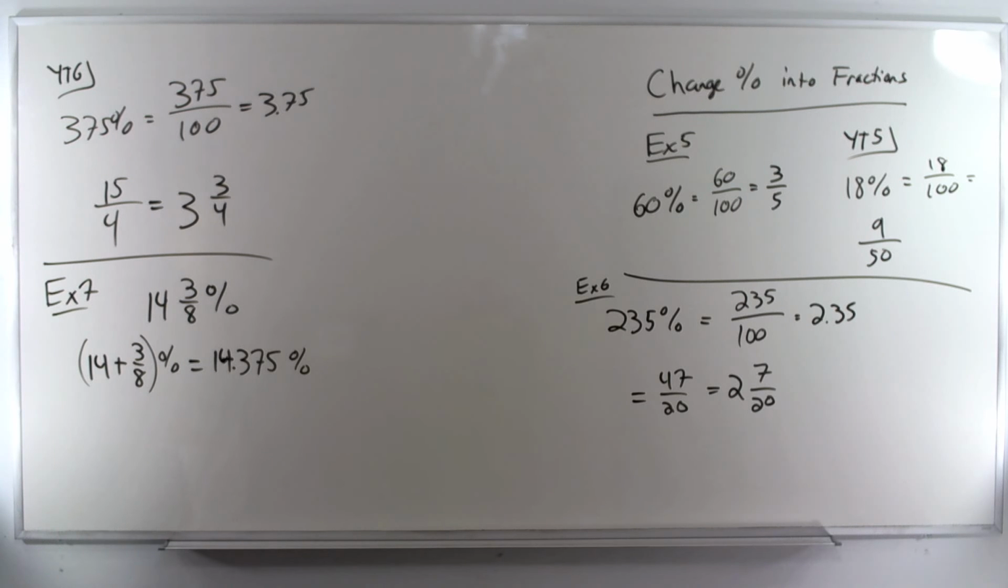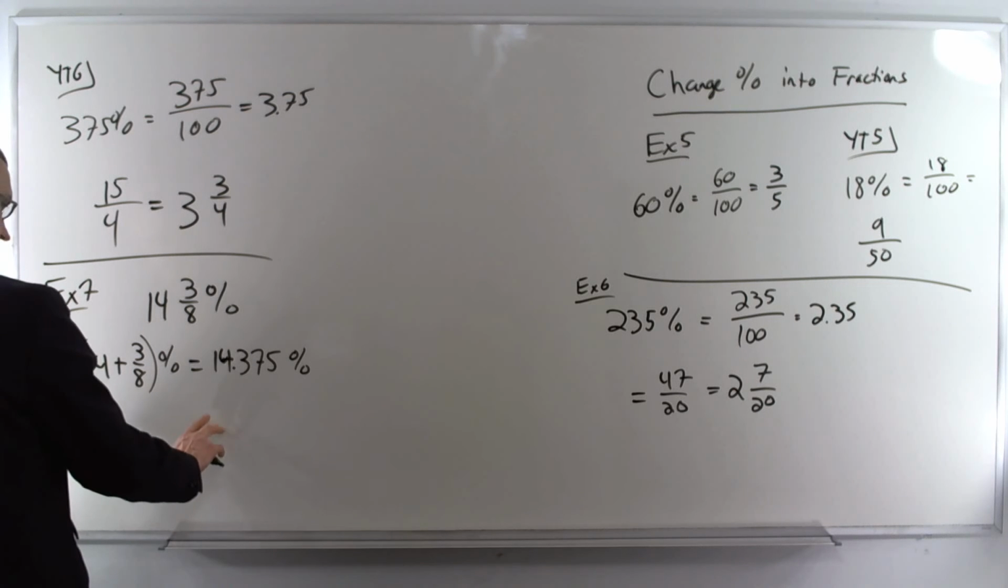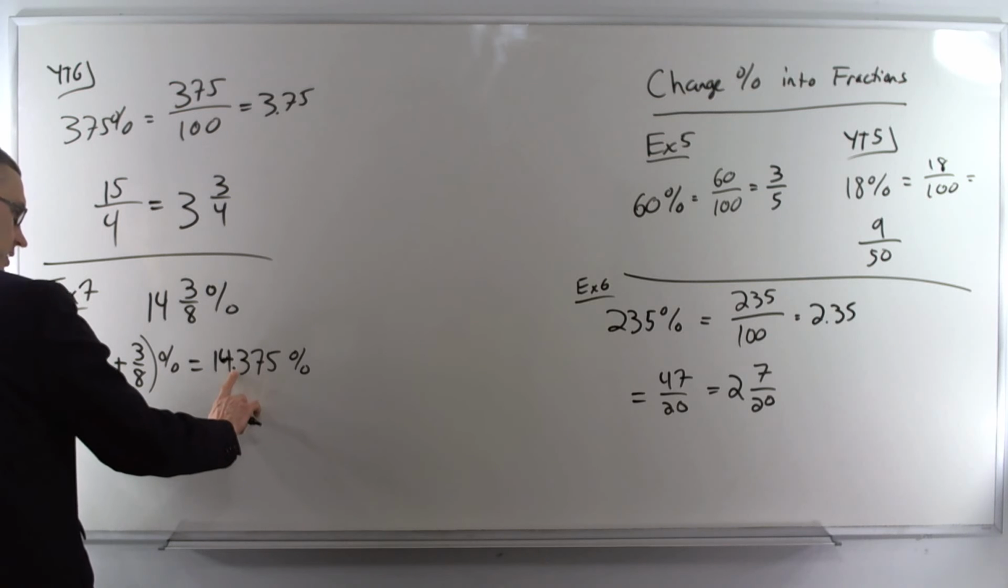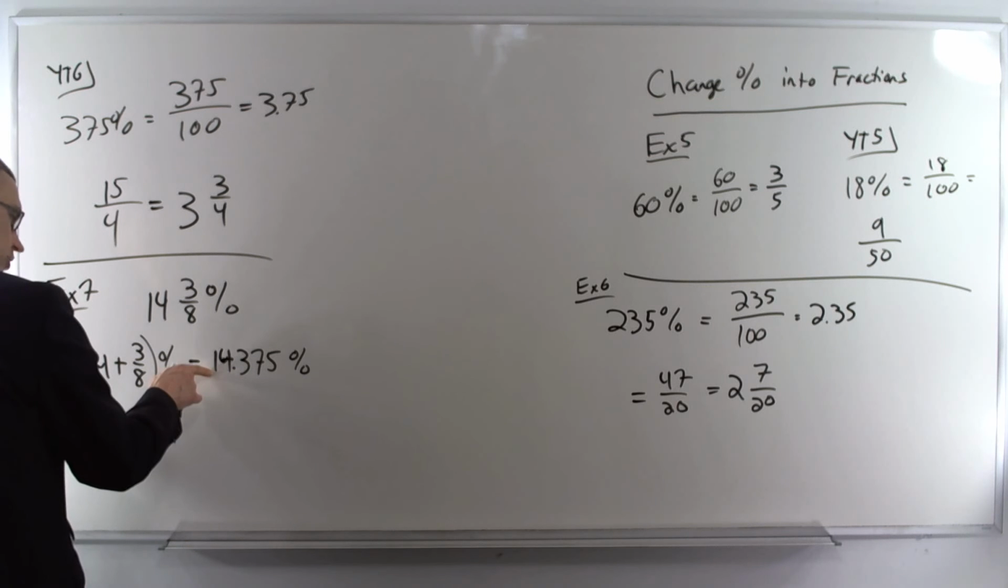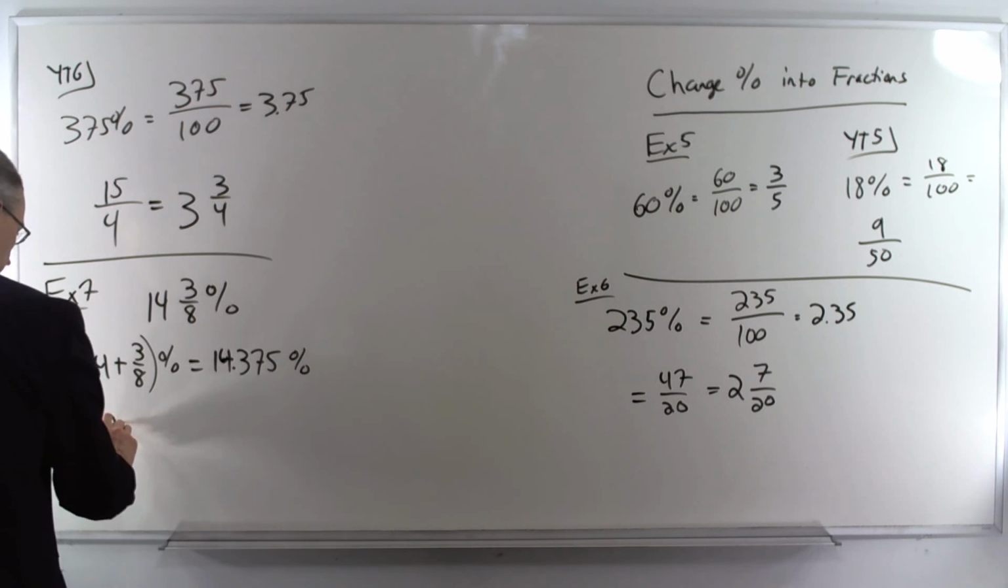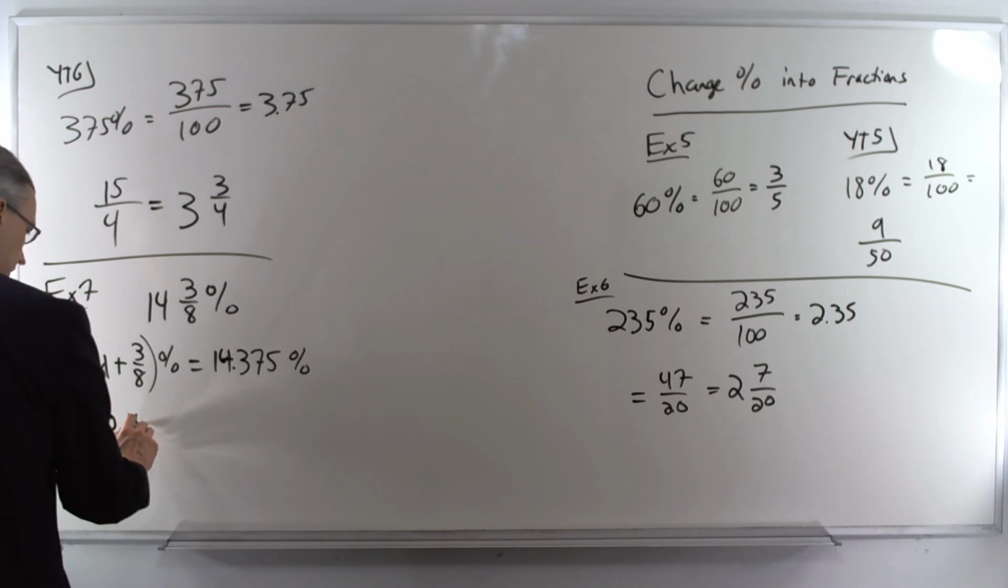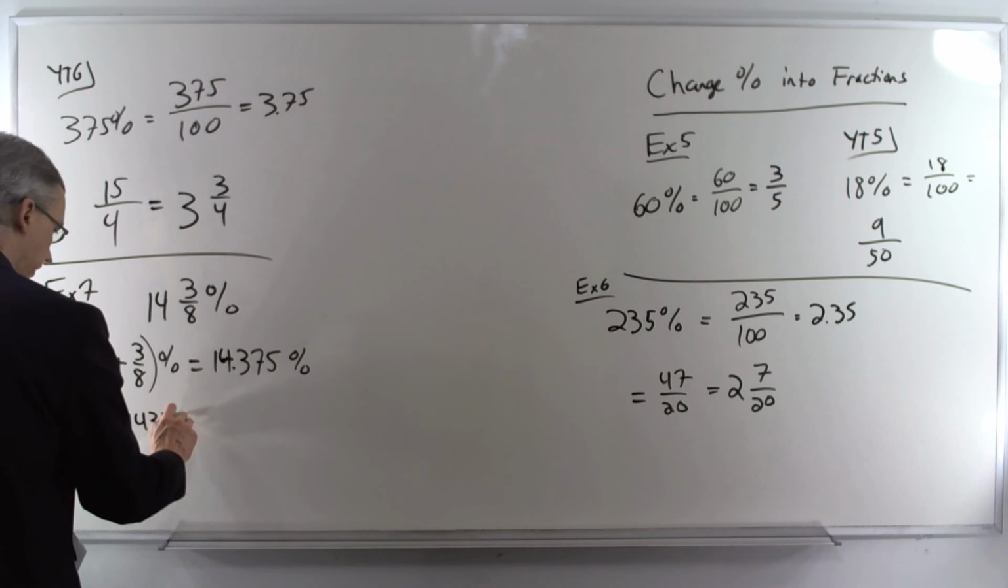All right, now we need to take this number and we're going to convert this to a decimal. So to convert percent to a decimal, we're going to divide by 100. So take this decimal and move it 2 places to the left. So we get 0.14375.